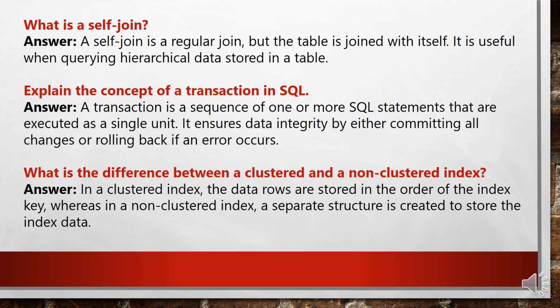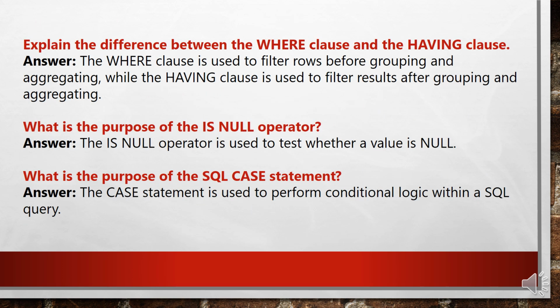What is the difference between clustered and non-clustered index? In a clustered index, the data rows are stored in order of the index key, whereas in non-clustered index, a separate structure is created to the stored index data. Explain the difference between where clause and the having clause. The where clause is used to filter the rows before grouping and aggregating, while the having clause is used to filter results after grouping and aggregating.